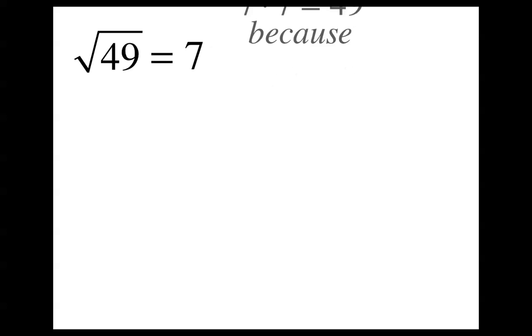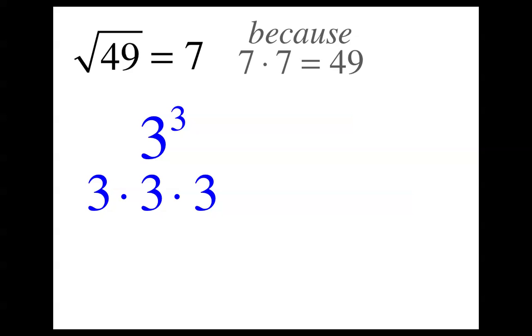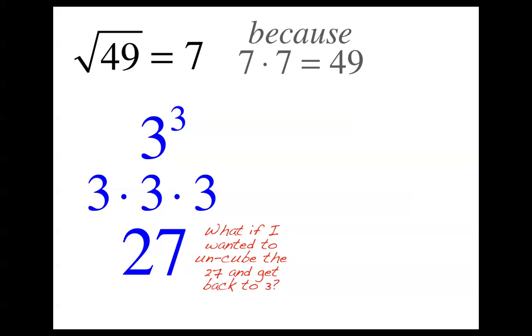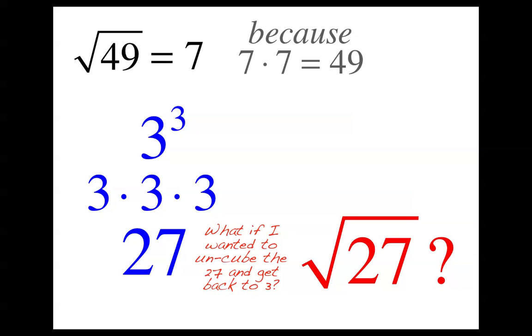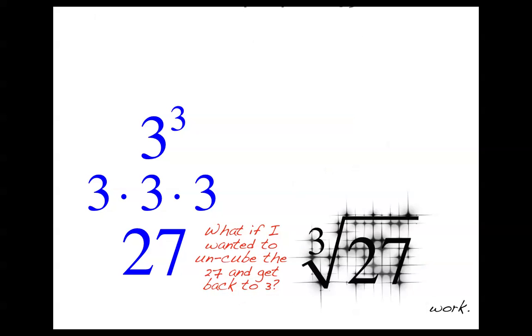The square root of 49 is 7 because 7 times 7 makes 49, and you unsquare the 49 into a 7. But what if you have 3 to the third power, 3 cubed? We know that's 3 times 3 times 3, which comes out to 27 when you multiply it. But if we wanted to go backwards from the 27 to the 3 that got cubed, if we wanted to uncube that 27, what would we do? Would we use a square root? No, we couldn't use a square root because that would be unsquaring it, and we want to uncube.